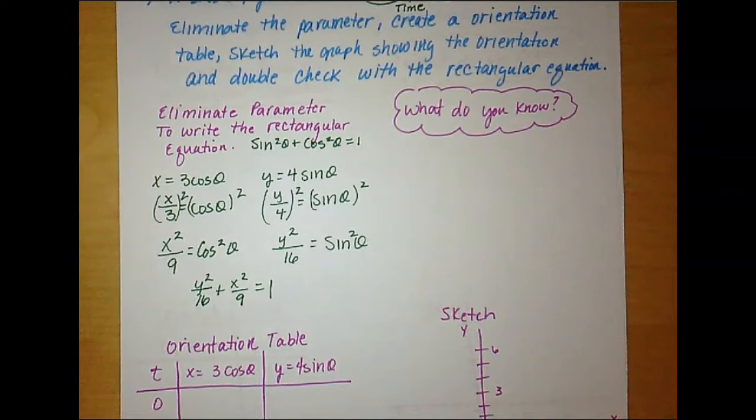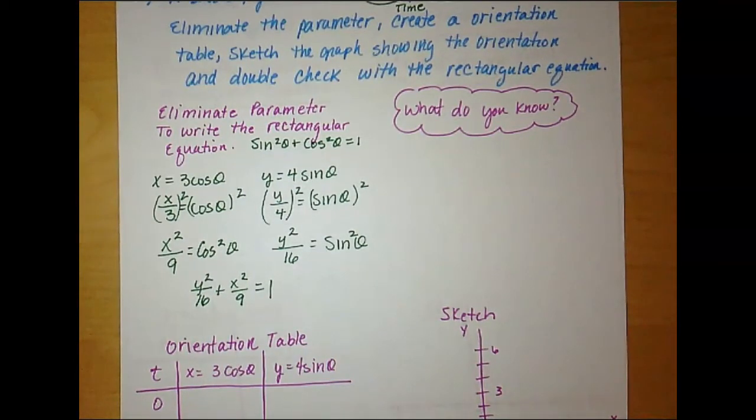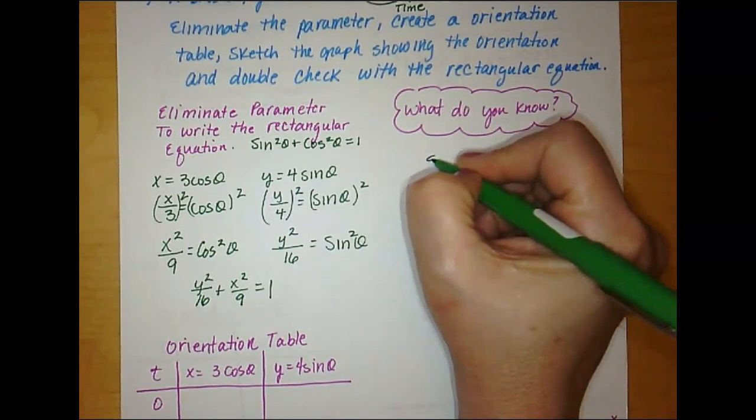So hopefully that equation looks a little familiar because it's an equation we studied last time. It's a conic section, right? Two fractions connected by a plus sign set equal to 1. So what kind of conic section is it when we have two fractions connected by a plus sign? It's an ellipse.